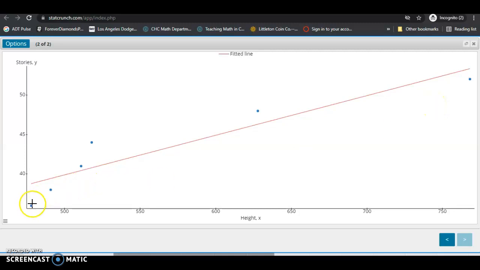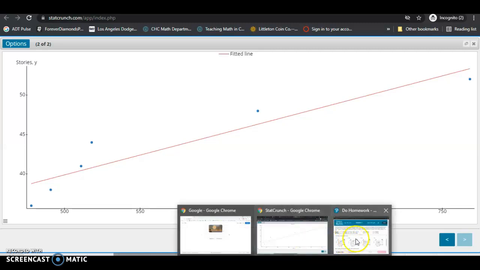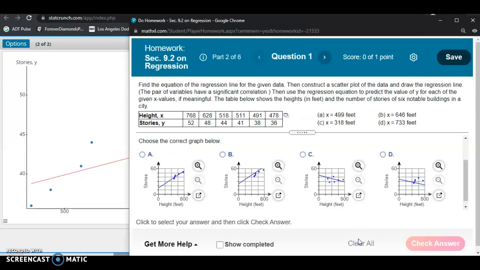Okay, and then these are the individual points which represent the data. So again, you put your cursor over an individual point, it tells you that that building has a height of 628 feet and is 48 stories tall. Okay, but in any case, we want to select the best graph that represents the data. Only one of these graphs is correct.